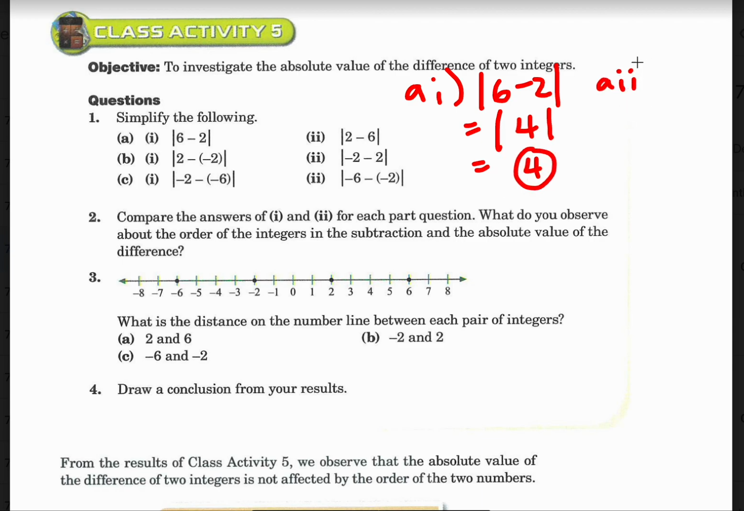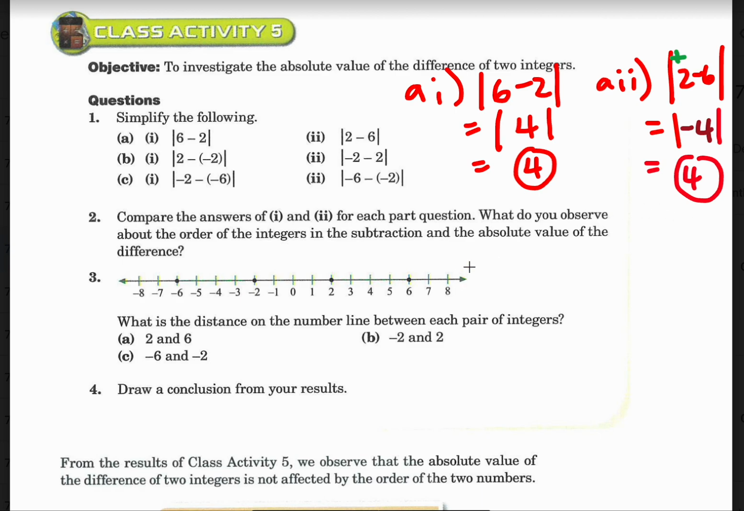Let's try A2. It's the reverse, 2 minus 6 inside the absolute value brackets. Well, 2 minus 6, they're different signs because the sign inside for 2 is technically a positive. So remember, different signs we subtract. 6 minus 2 is 4. It takes a negative sign because the 6 was the bigger digit and it's negative. But now it's the absolute value, so it turns out to be a positive 4.